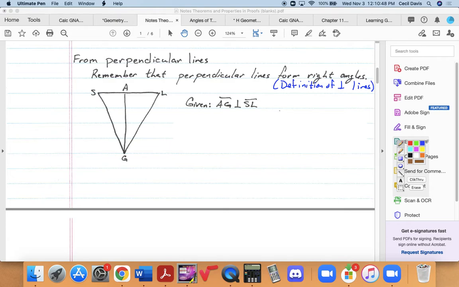That's the definition of perpendicular lines, that they make right angles. So here, if we know that segment AG is perpendicular to segment SL, well, then they're going to make right angles. Keep doing statements, just statement.